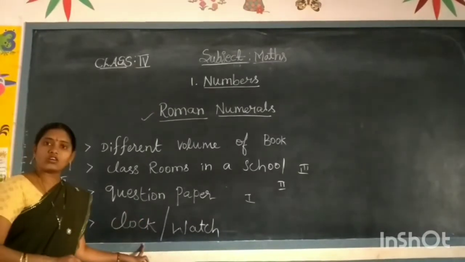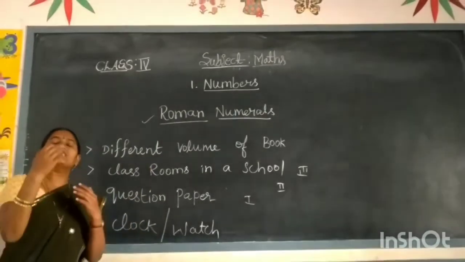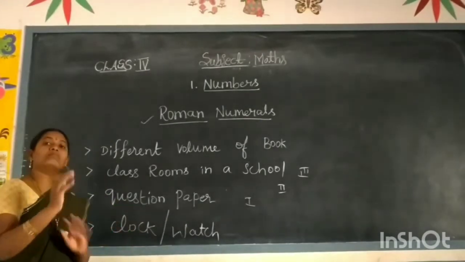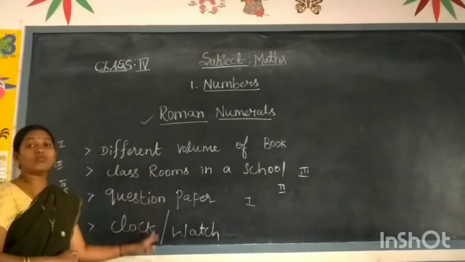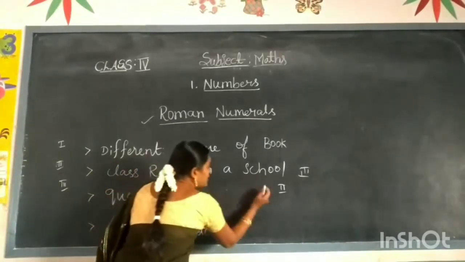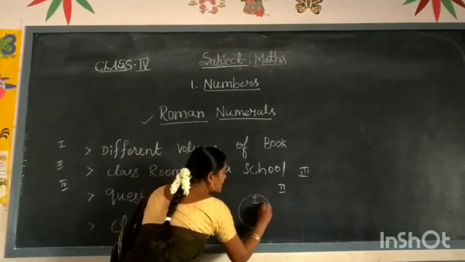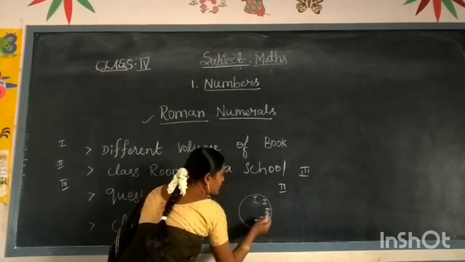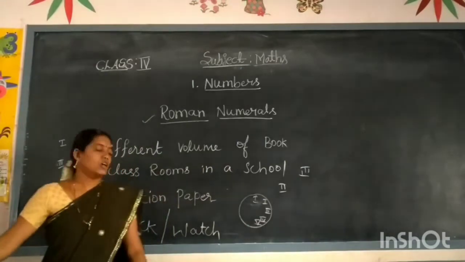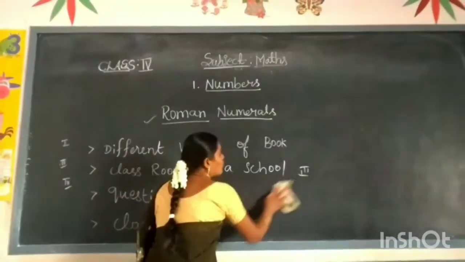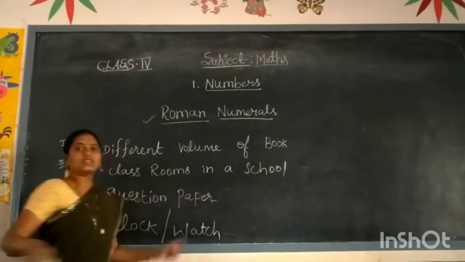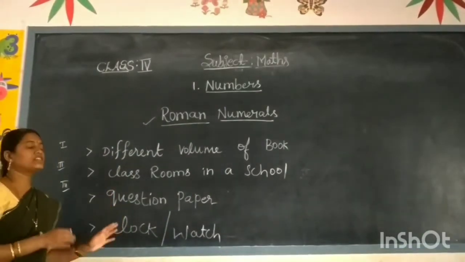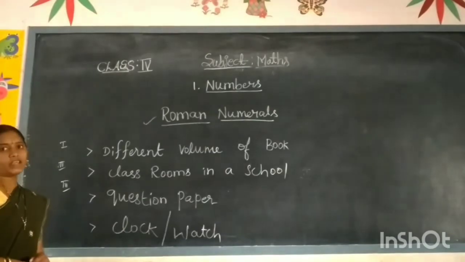Then, clock. In a clock, Indo-Arabic numbers like 1, 2, 3, at the same time, some of the clocks, they will mention in Roman numerals. Listen, they will mention like this. Have you seen this? Like this, they will mention. So clocks and your watches also. So, these are the places they will mention in Roman numerals. Not only these places, many places they will denote by Roman numerals.